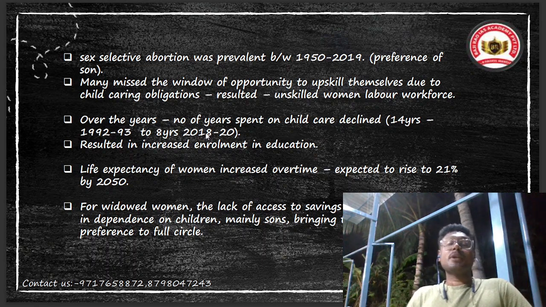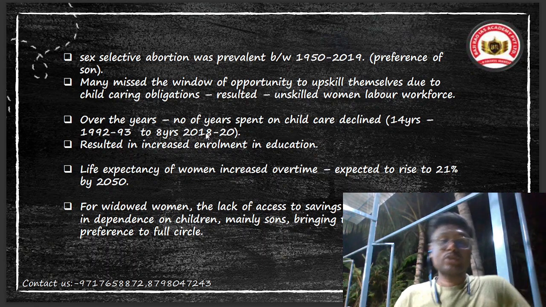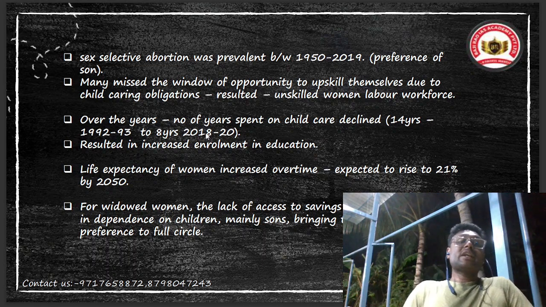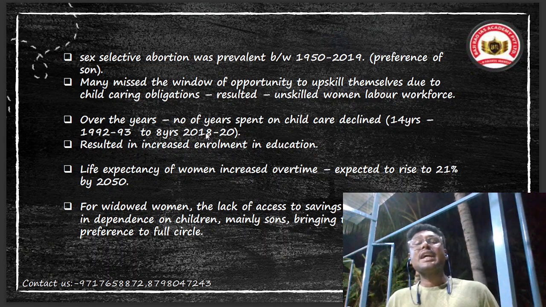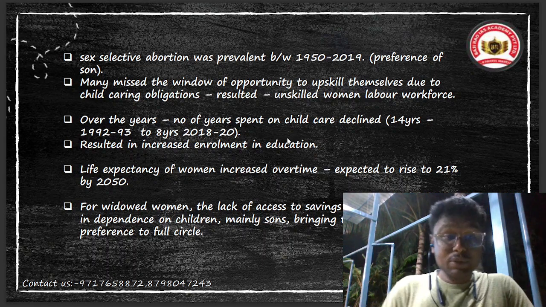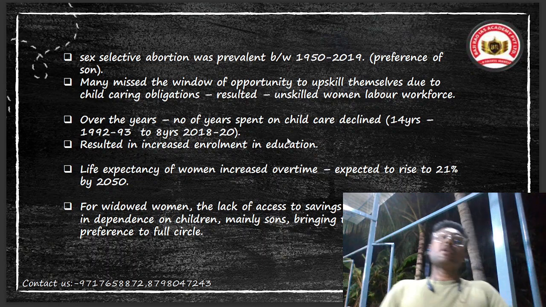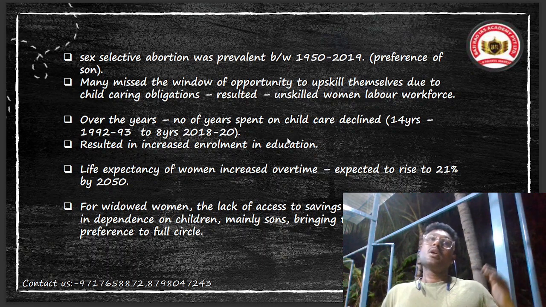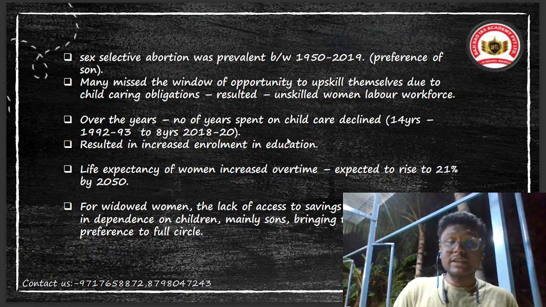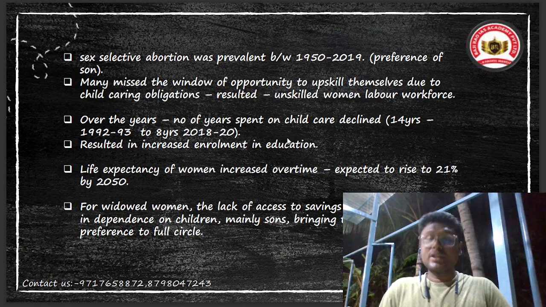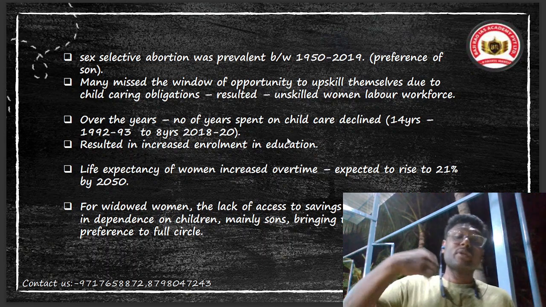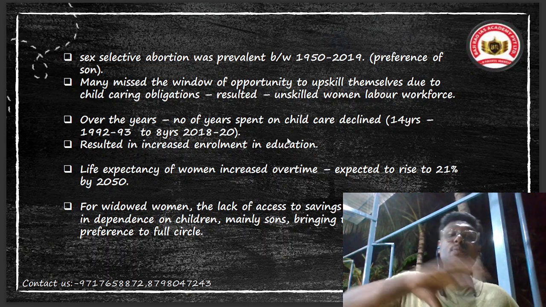Because of this, the gross enrollment ratio for women in education has increased significantly. Also, the life expectancy of women has increased over time, and it is expected to rise to 21 percent by 2015. Why is all this happening? The demography of women has been changing significantly because of the availability of public health infrastructure and other facilities. More women are getting education. Because of this education and their economic freedom, their demography is showing a positive trend.